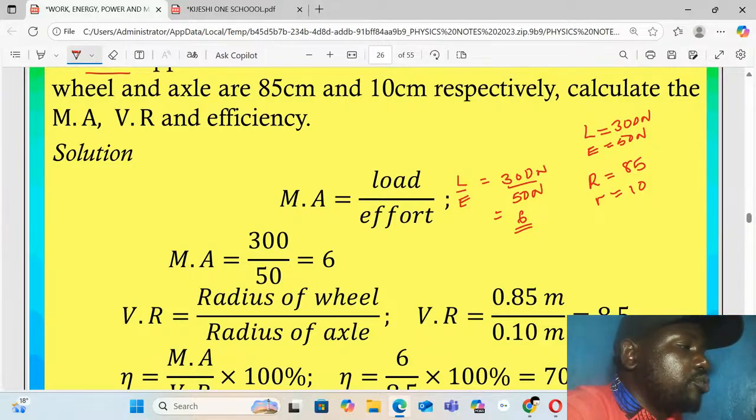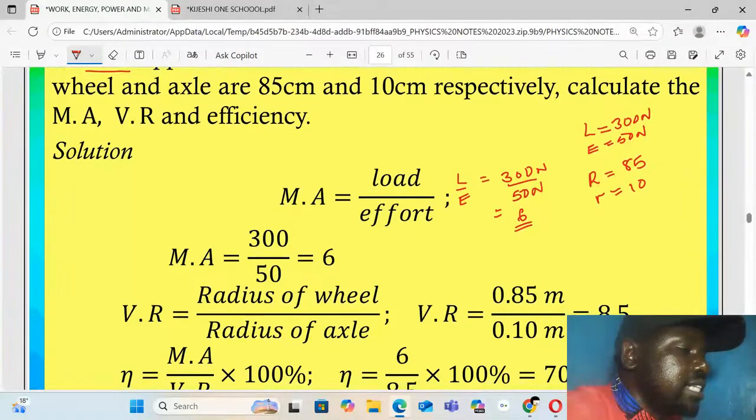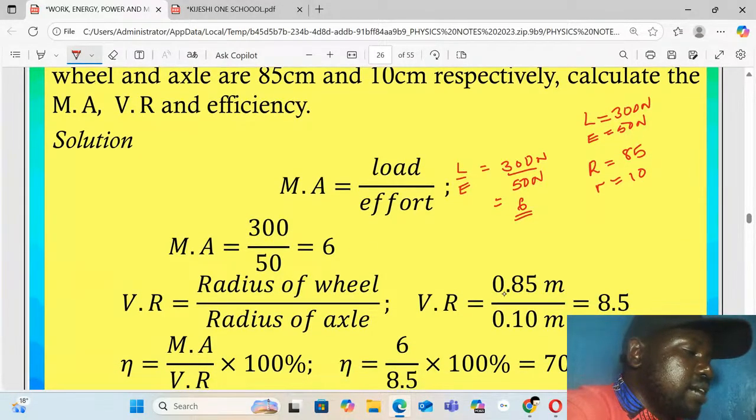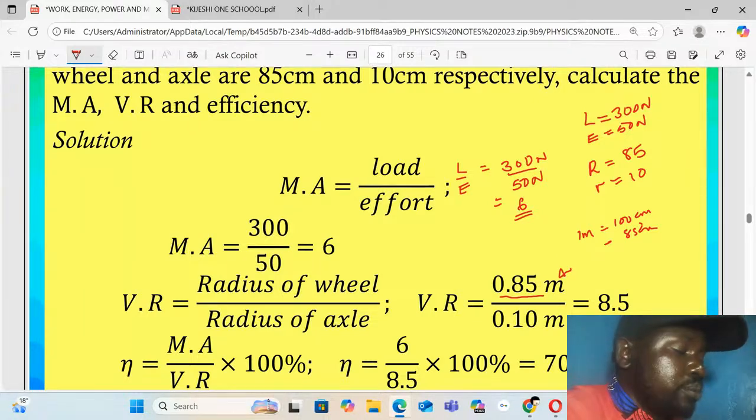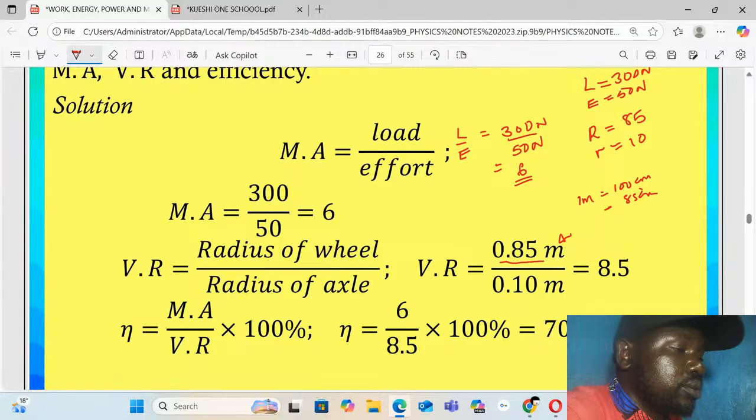And now we have to convert these units into SI units, where the radius of the large one, that is the wheel, becomes 0.85, because 1 meter is equivalent to 100 centimeters. So what about 85 centimeters? You get 0.85. The other one becomes 0.10, and this becomes 8.5.